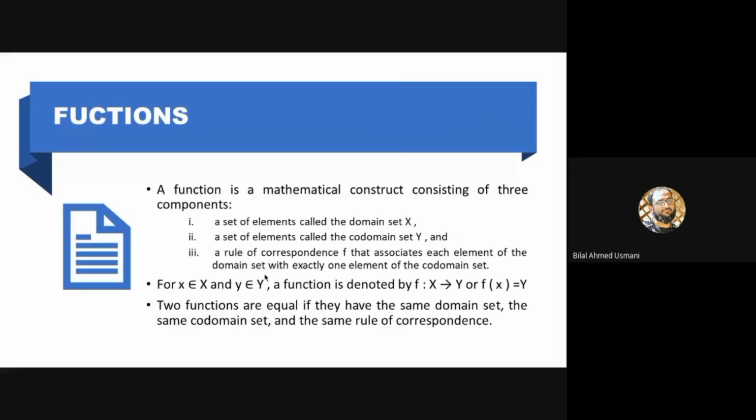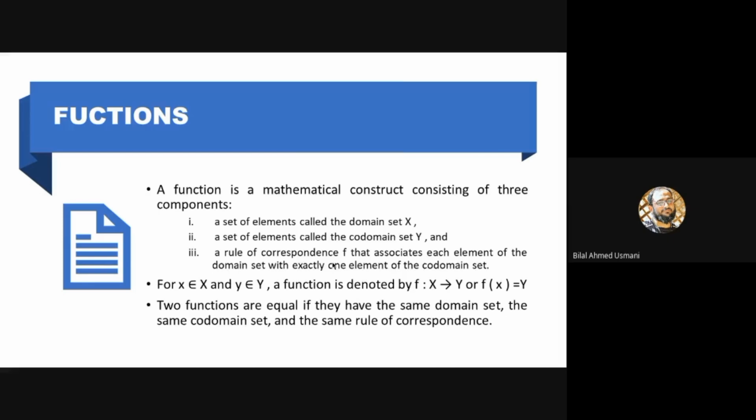Second concept is a function. A function is a mathematical construct consisting of three components. So we have domain X, we have codomain Y, and we have a rule that assigns between X and Y. So if I say Y equal to X square, what I'm saying is every element of Y can be represented as an element of X being squared. So if you take an element of X, multiply it by itself, you can get an element of Y.